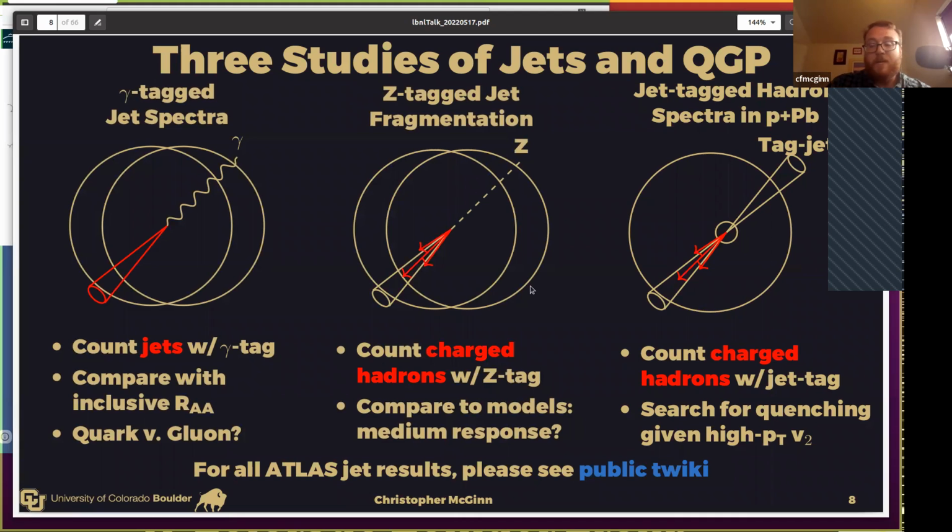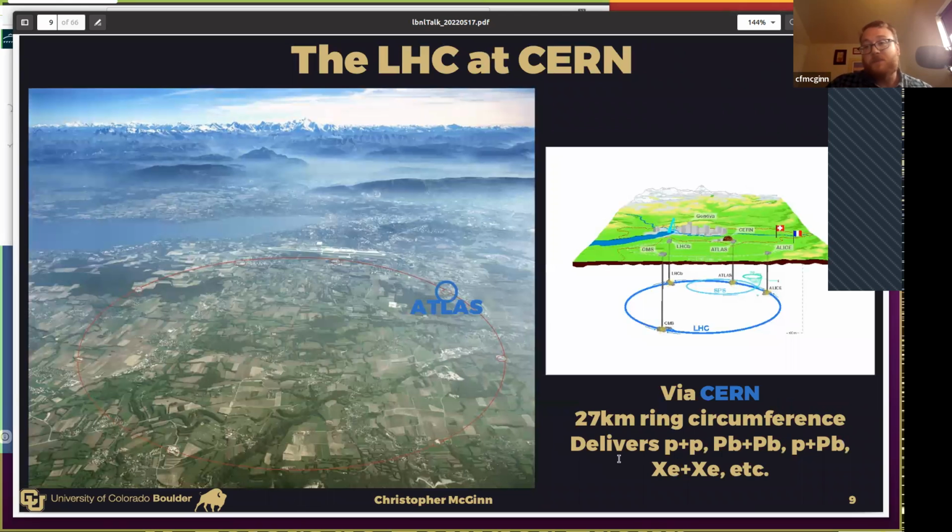So those are the three measurements I'm going to discuss. There are many more. Please check out our public wiki if you aren't familiar with it, if you want to see more. These results don't come from nowhere. They come from the LHC, specifically the ATLAS detector at the LHC at CERN. This is an aerial view provided by CERN of the Swiss-French countryside outside of Geneva. And if you follow the red line, which my cursor is currently going around in the image, this is the extent of the ring. It's 27 kilometers in circumference.